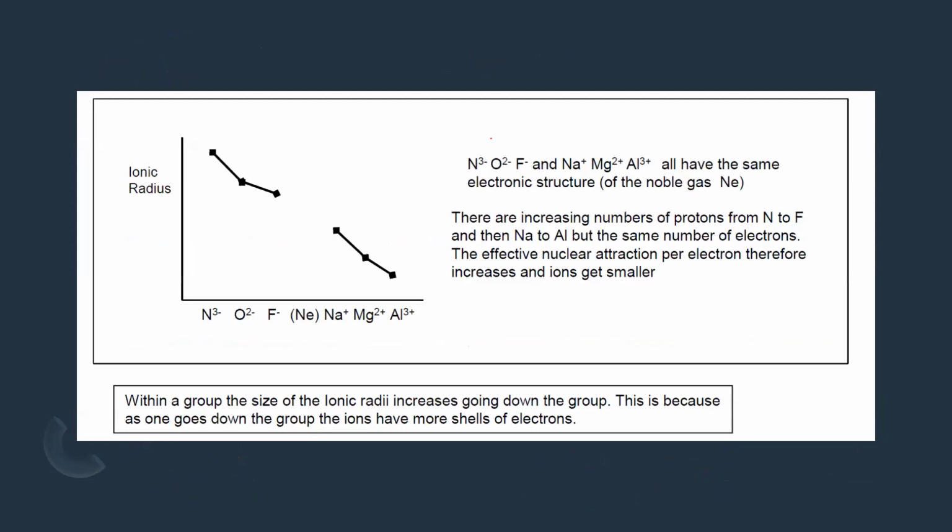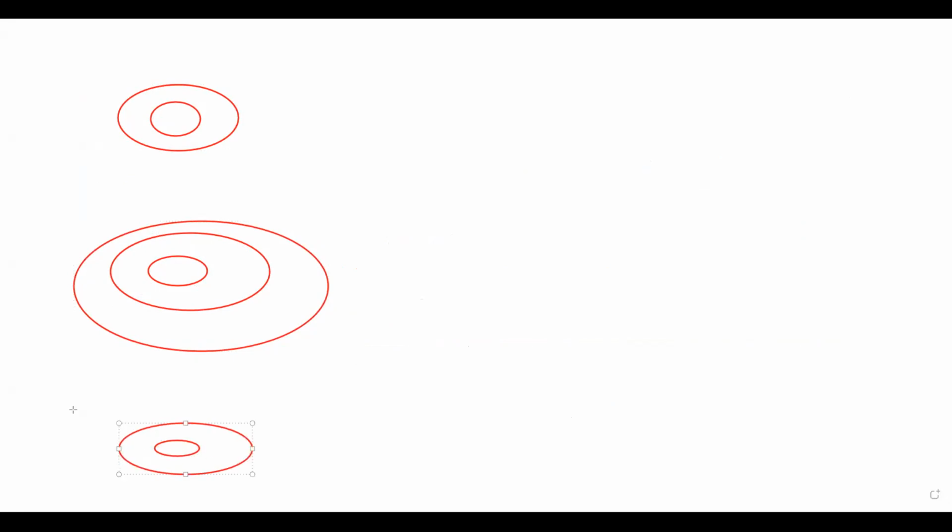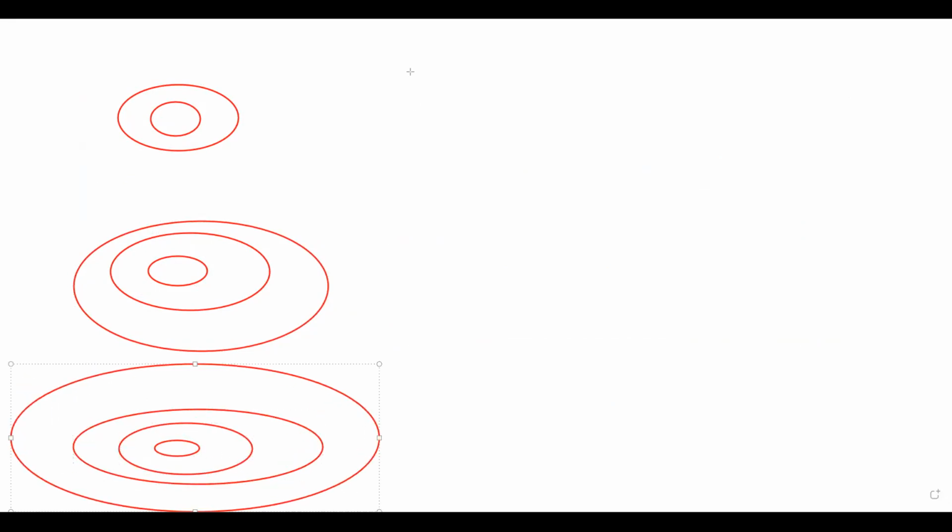So within a group, as we go down the group, the atomic radius increases. Why does the atomic radius increase as we go down the group? Because down the group, the number of shells increases. Like we have lithium, first shell 2, second shell 1. Then sodium, first shell 2, second shell 8, third shell 1. Then potassium, first shell 2, second shell 8, third shell 8, and the last shell will be 1.